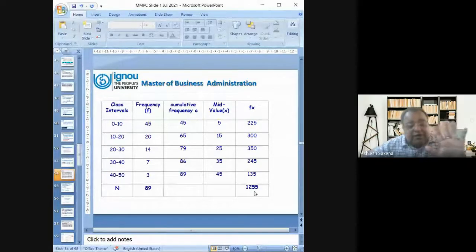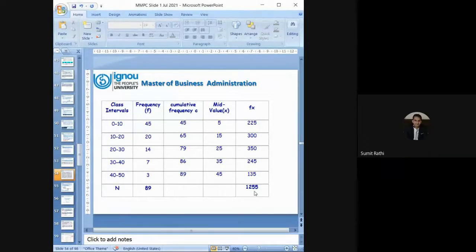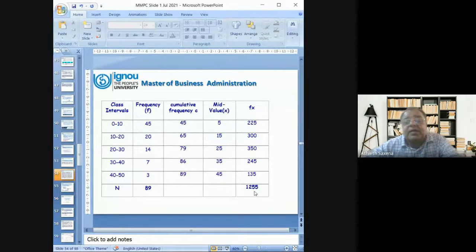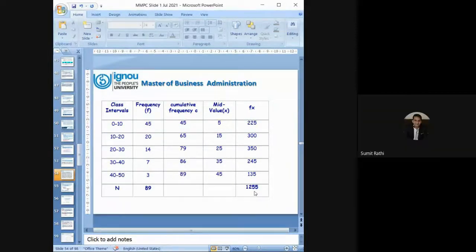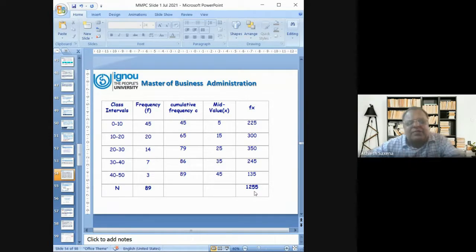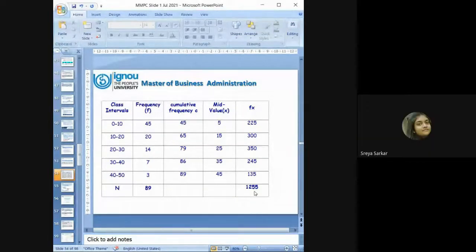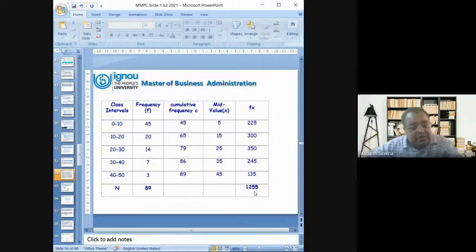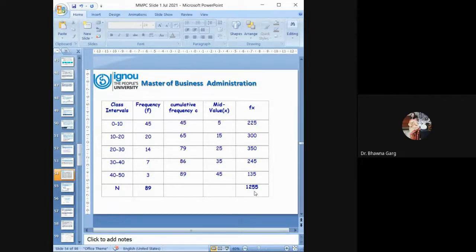What else is left in the formula? Frequency, F. F is 89? Let me see, the formula is in front of you. See how confused and worried you people are. कुछ नहीं करना, सब कुछ फॉर्मूले में लिख लो. L मिल गया आपको, n/2 मिल गया आपको, CF मिल गया आपको.